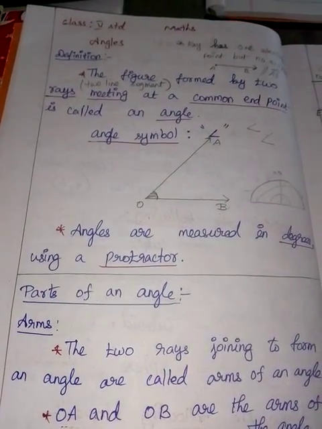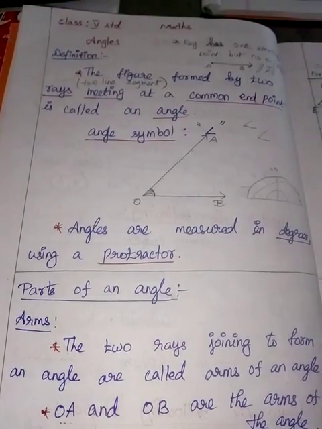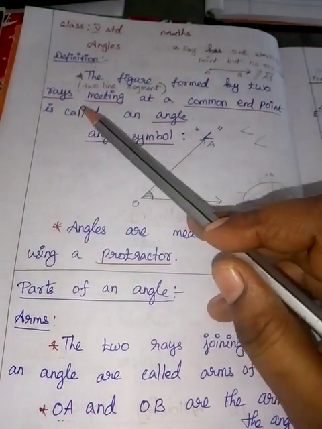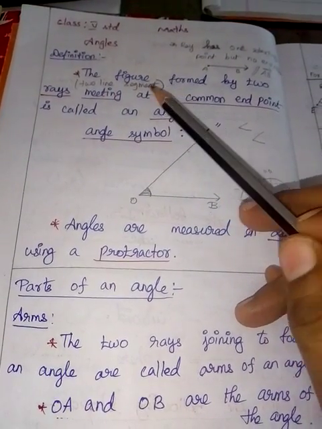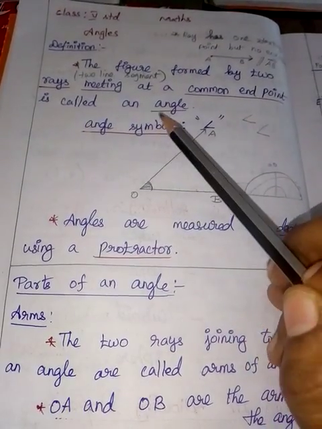Hi, good morning. Today's topic is angles. Okay, now we see the definition of angle. The figure formed by two rays or two line segments meeting at a common end point is called an angle.